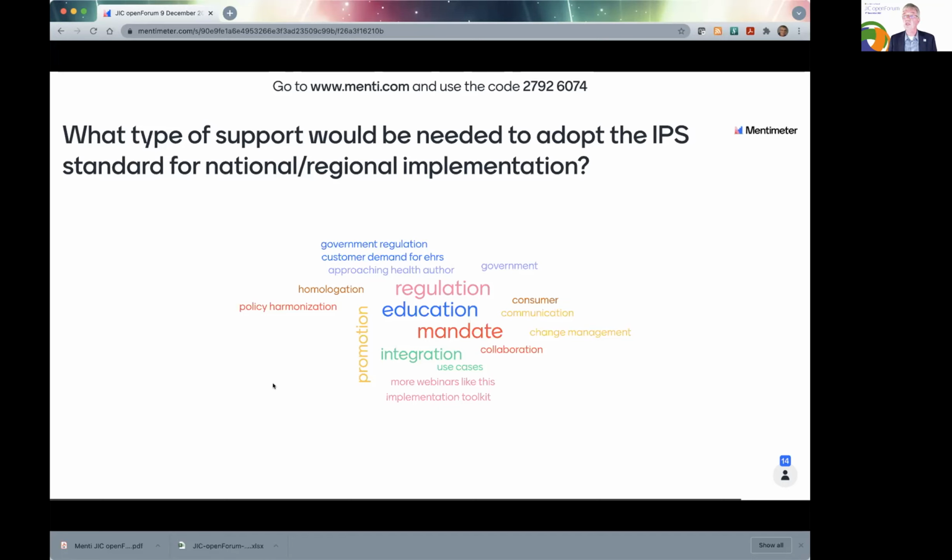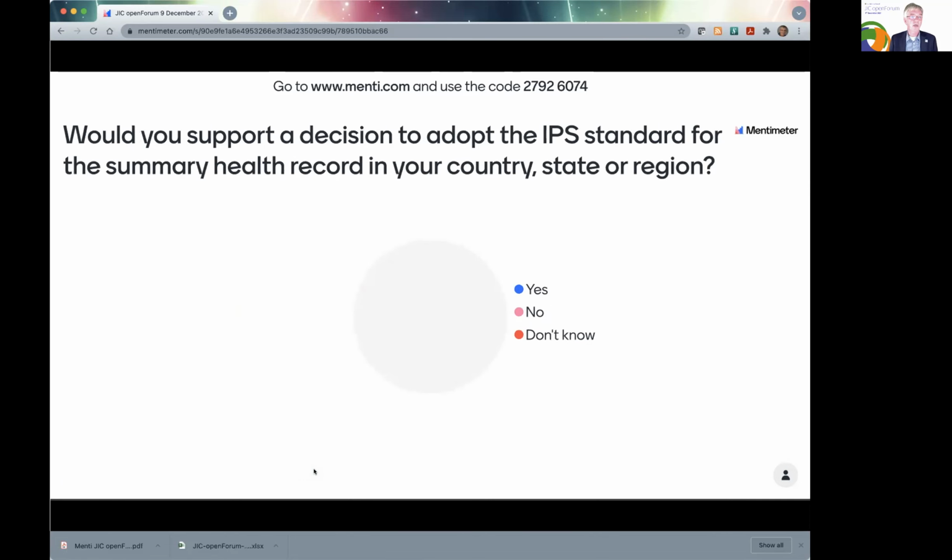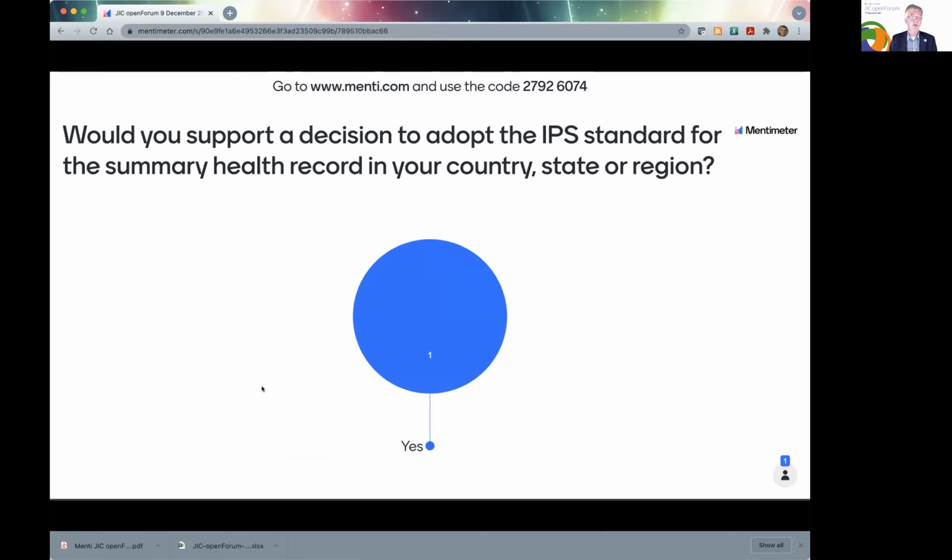So this kind of brings me to the end of this break, but I want to have one last question because, of course, would you support a decision to actually adopt the IPS standard for your summary health record in your country, state, or region? We know what the adoption process is, and we just saw what the adoption process can mean and what type of support is needed. So we are well aware of what can happen and what needs to be done. So this is very promising and encouraging again. Only yeses so far. It also means that there's a lot of work to do for all of us to actually make this happen.